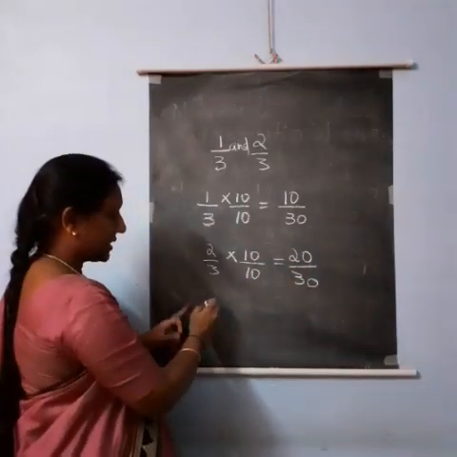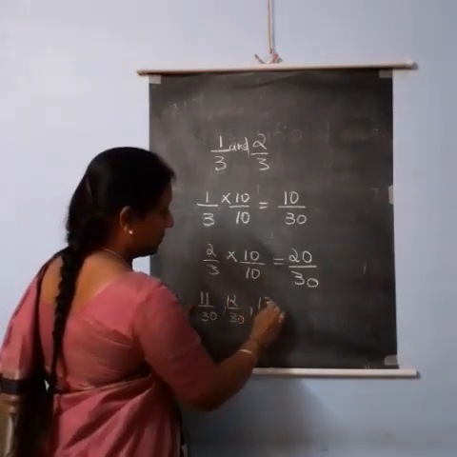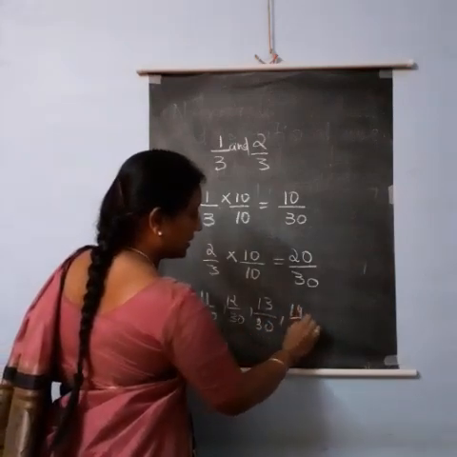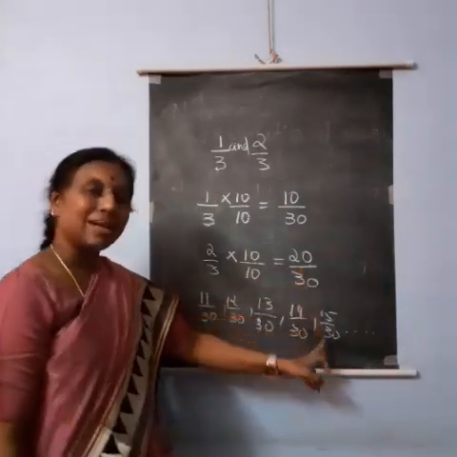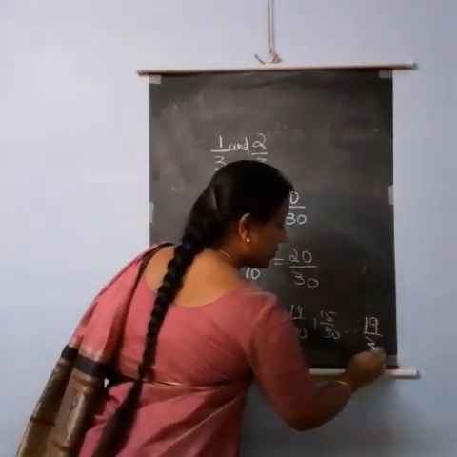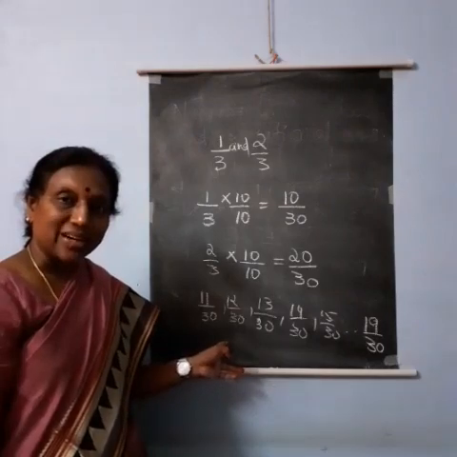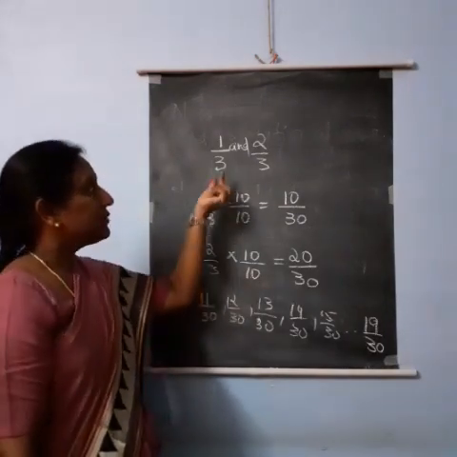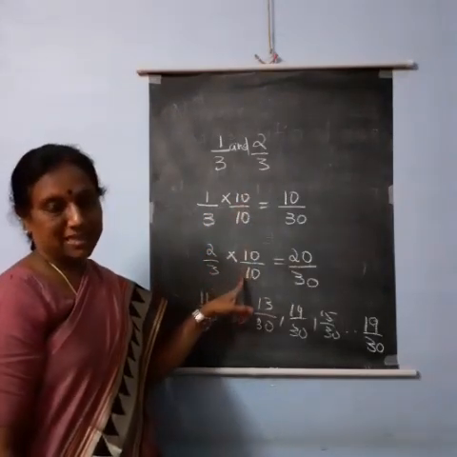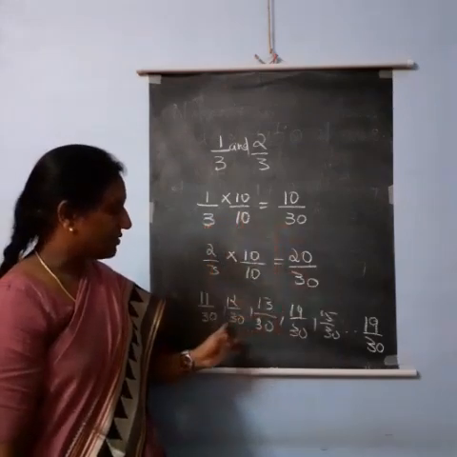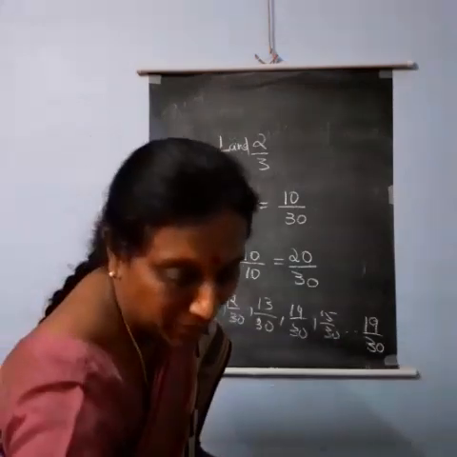So what are the fractions I can say? 11 by 30, 12 by 30, 13 by 30, 14 by 30, 15 by 30, etc. Up to 19 by 30, correct? So haven't I found so many fractions? Yes or no? So when you want to find fractions between fractions, if they have the same denominator, we can multiply both the fractions by 10 by 10 and find corresponding fractions between them. Did you understand? Okay, I'll give you one more example.